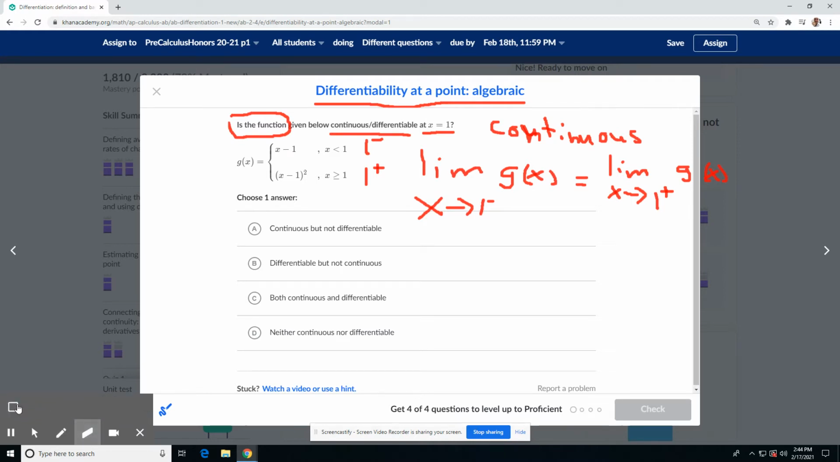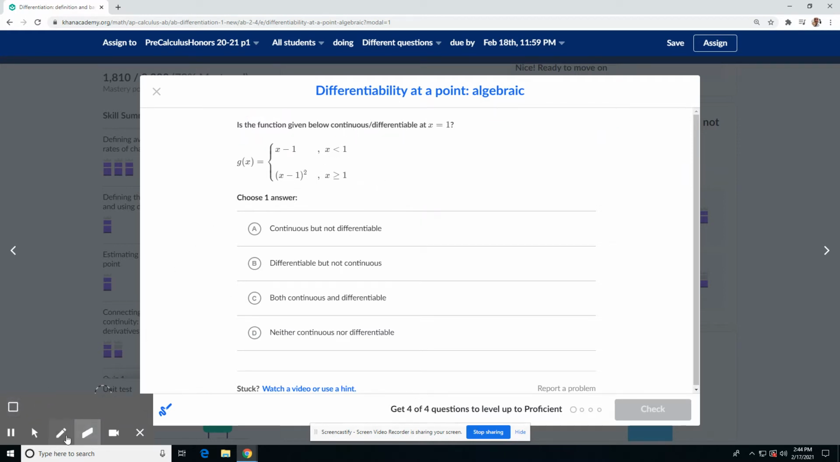So let's go ahead and do that. If it's not continuous, then it's not differentiable, so that's easy. So 1 minus 1, first I'm doing this one. 1 minus 1 is equal to 0. And then this one down here, 1 minus 1 squared, that also equals 0. So yes, it is continuous.